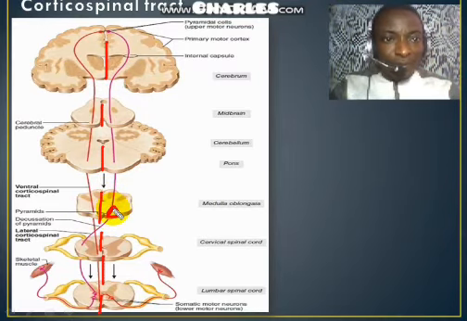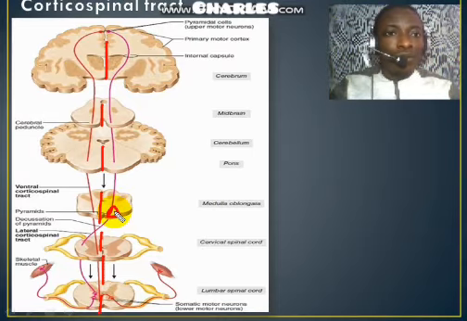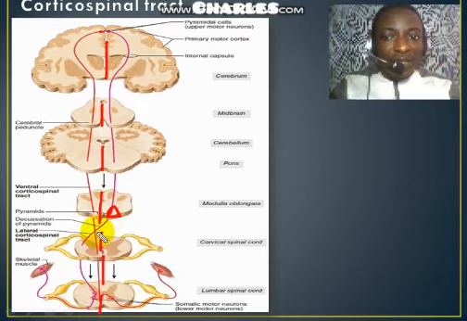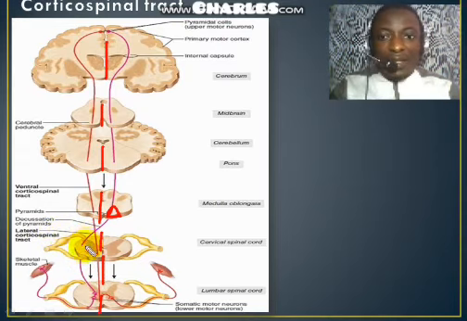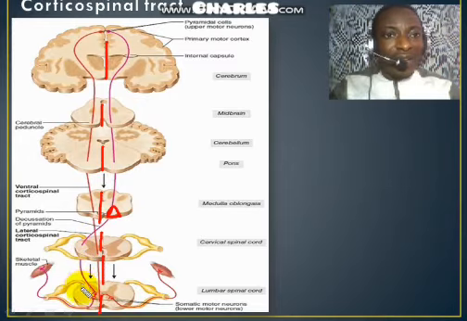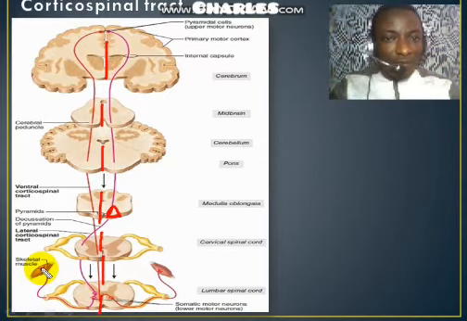All right. Another thing also happens in the medulla. After passing through the medullary pyramid, it decussates. It crosses the midline to the opposite side of the cord. This is the lateral corticospinal tract. And then it descends contralaterally and finally terminates at the effector organ, which is the skeletal muscle.